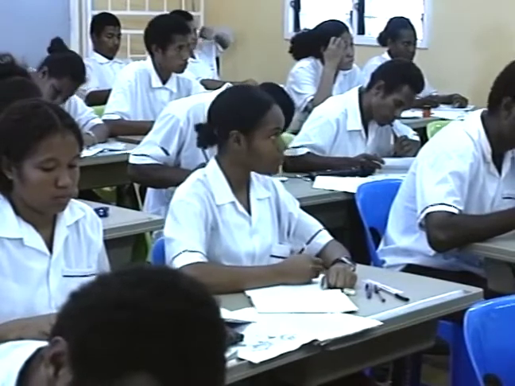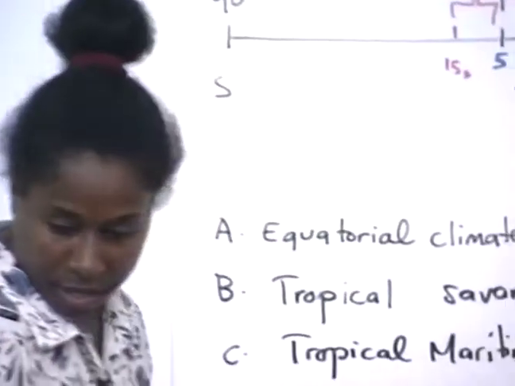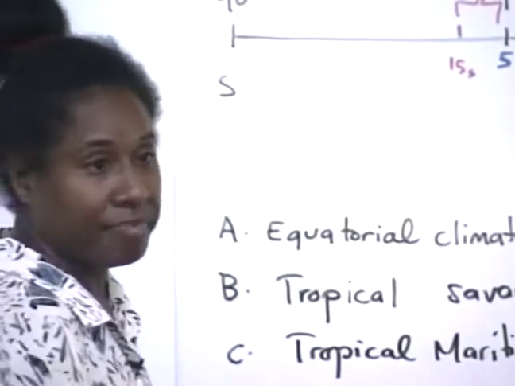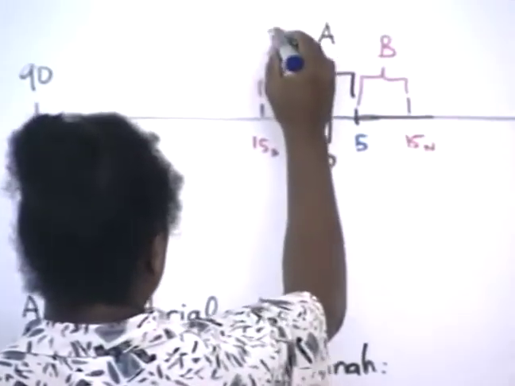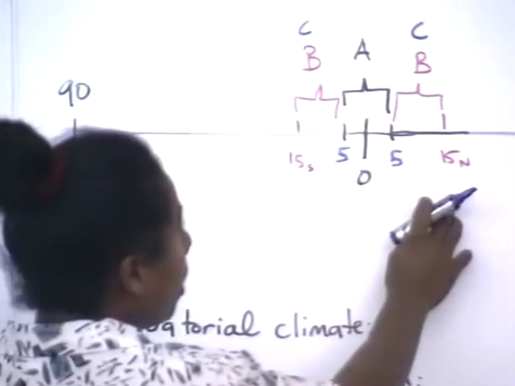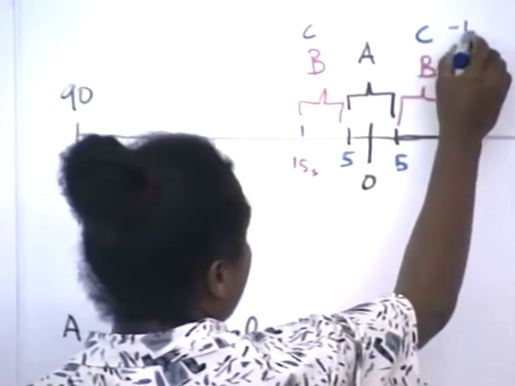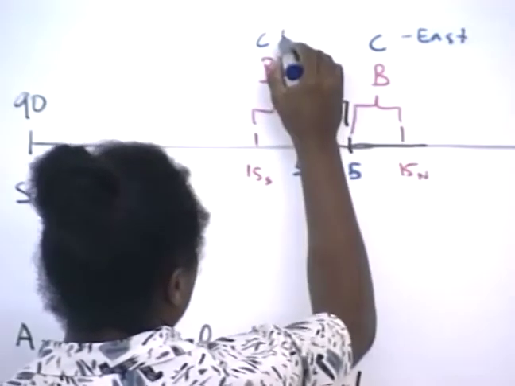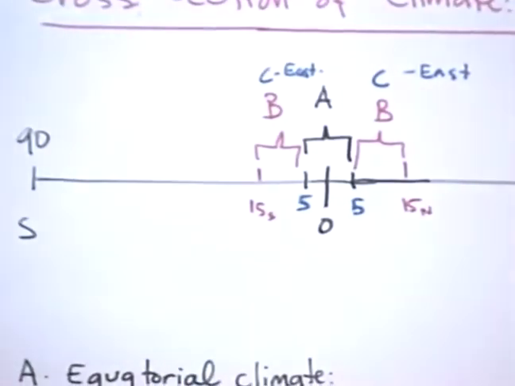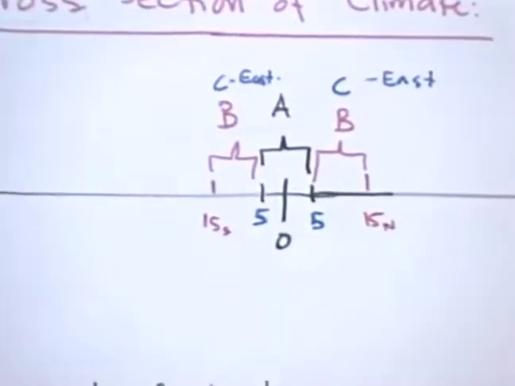Okay, perhaps we come to the cross section here on the board. I have the letter A and B. Where should I place the letter C? Where B is. Okay, good. Because it also occurs within these latitudes. The only difference is that C is on the east coast. And B is inland and mainly towards the west coast.